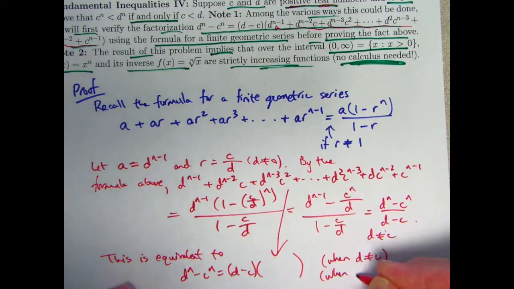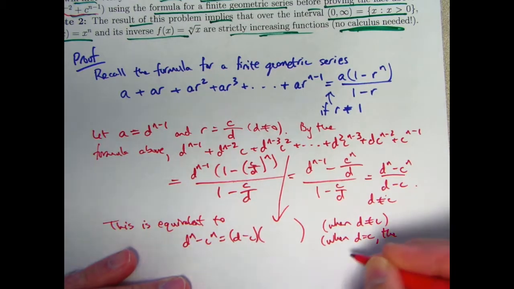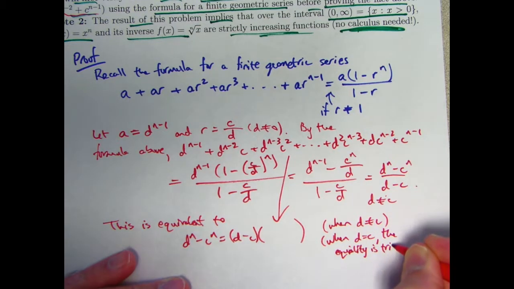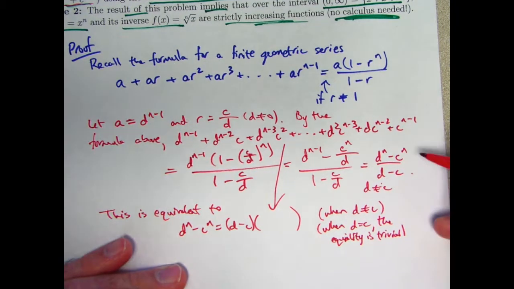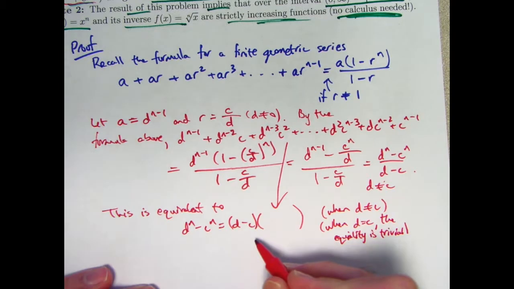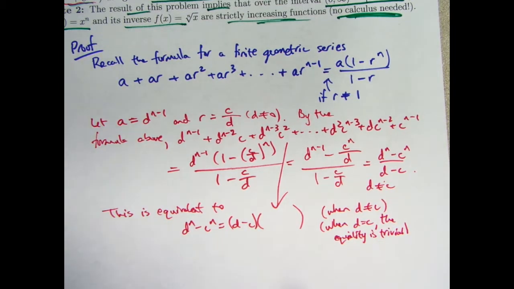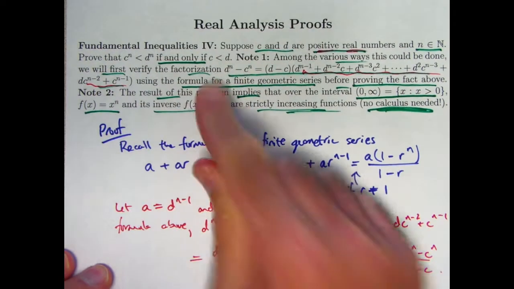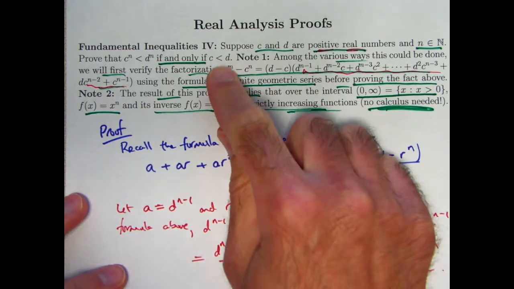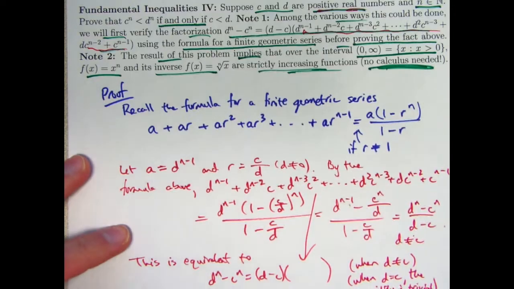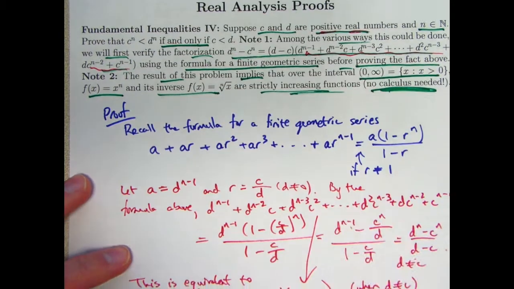I can make some comments here. When d equals c, the equality that I'm writing right here is trivial. Now this equality, you can't do when d equals c, but this equality is true trivially when d equals c. Though in the final proof of the statement we're after, I'm assuming d is not equal to c. So now we're ready to do the proof of the actual thing we're after.